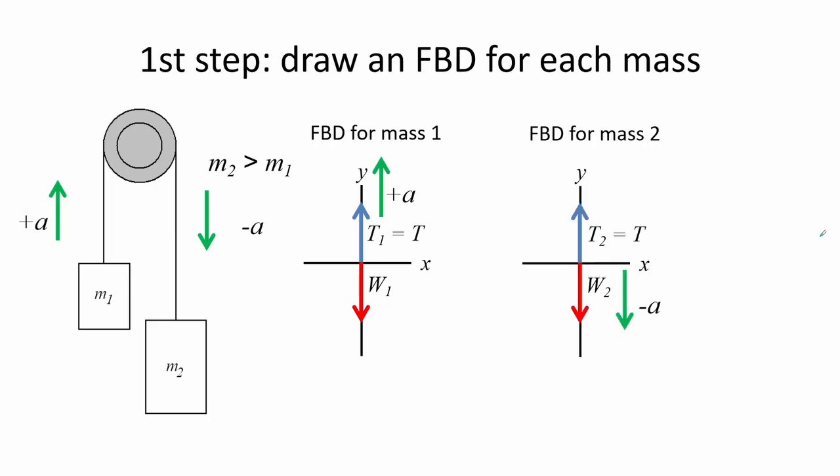From the problem, mass 2 is heavier than mass 1, so it means that mass 1 will move upward with a positive acceleration and mass 2 will move downward with a negative acceleration for its direction.